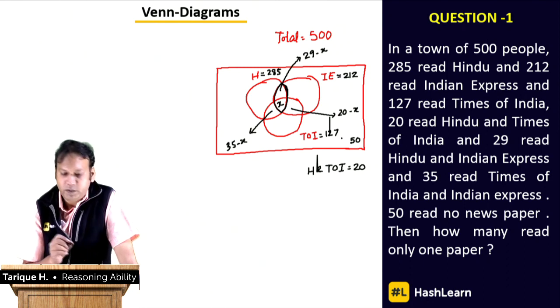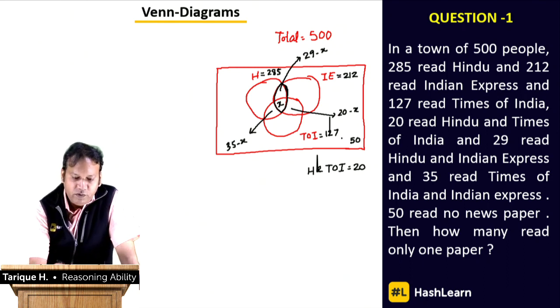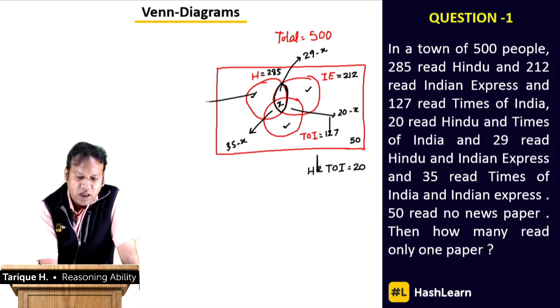What we have to do now is to find out what each of these remaining portions is equal to. Now let's see how to do that. The total number of people who read the Hindu is 285. So 285 we have.